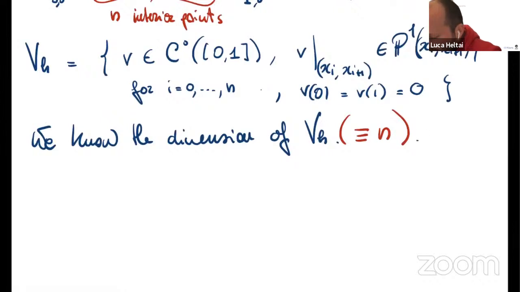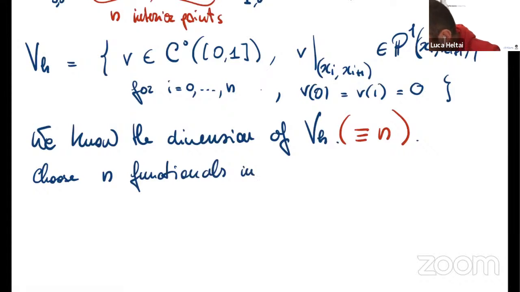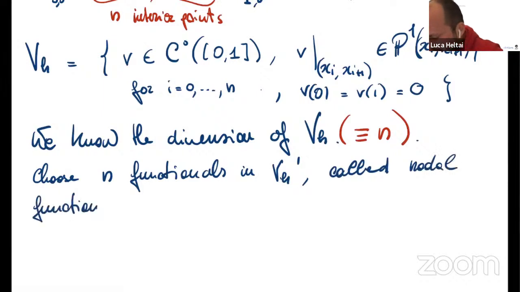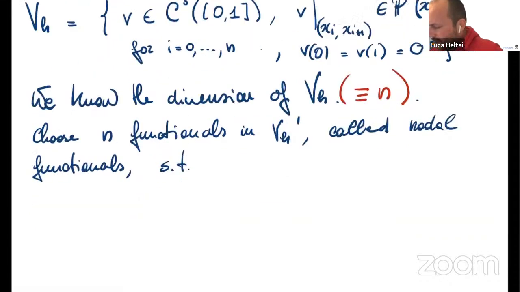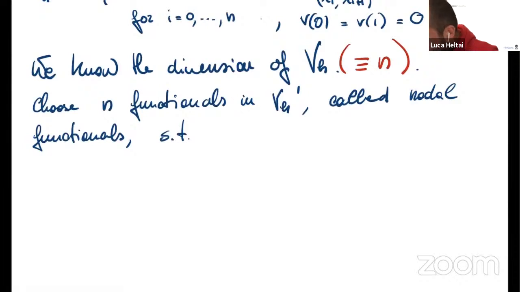Okay. The way to proceed is usually to choose n functionals in Vh prime, called nodal functionals, such that they are linearly independent.